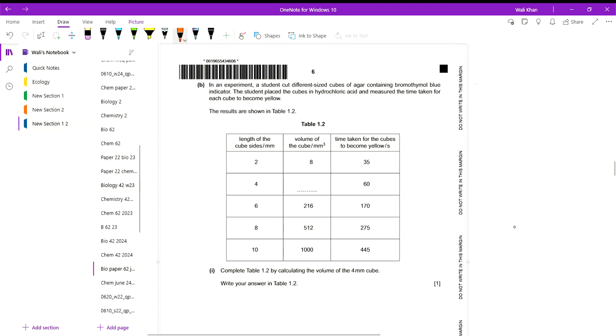Okay, next. In an experiment, a student cut different size cubes of agar containing bromothymol blue indicator. The student placed the cubes in hydrochloric acid and measured the time taken for each cube to become yellow. The results are shown: length of cube, volume of the cube, and the time taken for the cubes to become yellow. Complete table 1.2 by calculating the volume of 4 mm cube. So you have to calculate the volume of 4 mm cube.